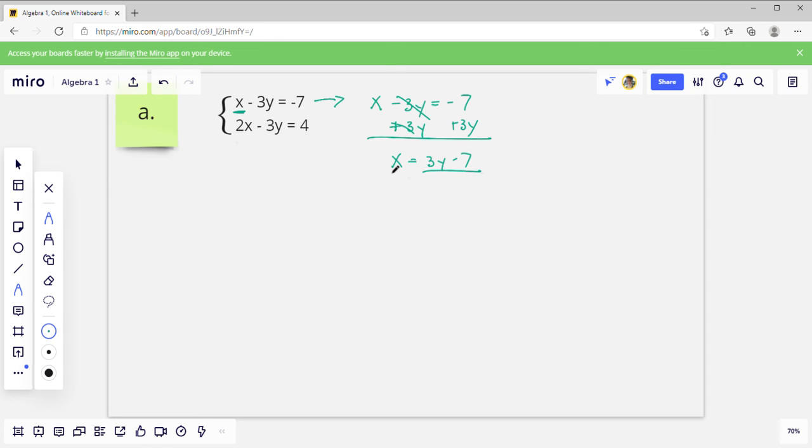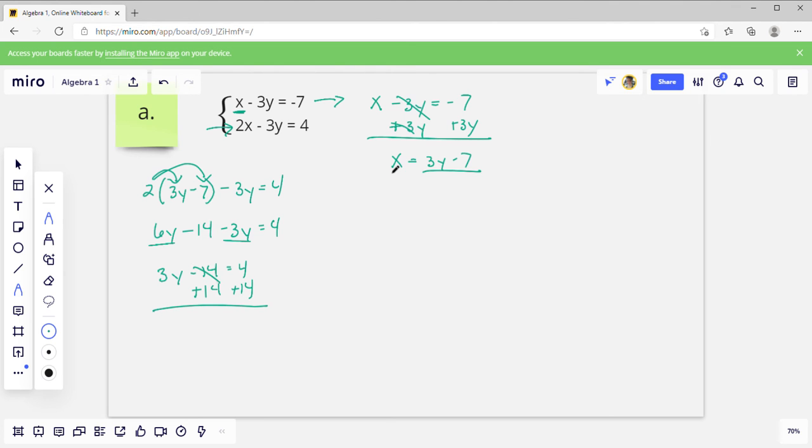I'm going to plug that value into this bottom equation. So 2 times x, which is 3y minus 7, minus 3y equals 4. Now I'm going to rainbow that. 2 times 3 is 6y. 2 times 7 is 14. That'll be negative 14 minus 3y equals 4. Put my y's together. That'll be 6 minus 3 will be 3y minus 14 equals 4. Now I'm going to have to add 14. And I'm going to get 3y equals 18.